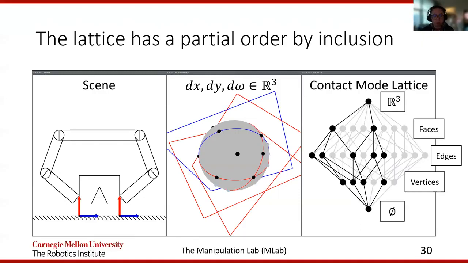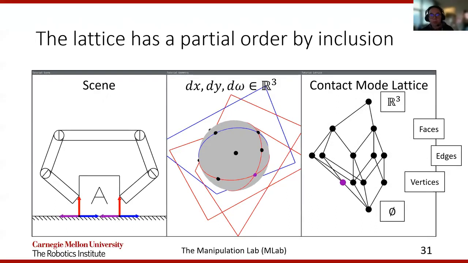Now there are only some contact modes which are feasible under the rigid body assumption, meaning no penetration, and we've highlighted the ones that are feasible and grayed out the ones that are infeasible in this case. So every set of contacts generates a hyperplane geometry, which in turn has a combinatorial structure, which is the contact mode lattice.